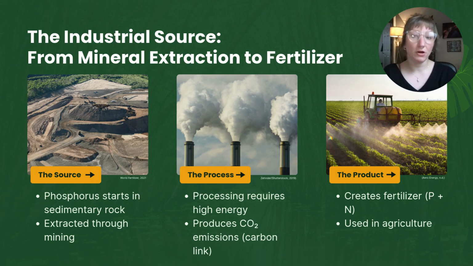To start, we're looking at where all of this begins, the industrial side. Phosphorus naturally exists in sedimentary rock, but the key thing is that humans are now extracting it at really high rates. What's important here is that this process isn't isolated. Producing fertilizer, especially when we're also fixing nitrogen through processes like Haber-Bosch, takes a huge amount of energy. And that creates a direct link to the carbon cycle because it releases a lot of CO2. So basically, even though we're focusing on phosphorus and nitrogen, there's always a carbon cost attached. These nutrients don't just appear, they're produced through energy intensive processes, and that ties local agriculture to global climate change.